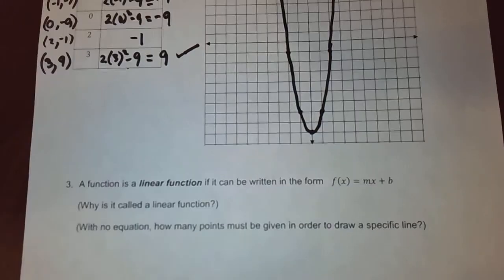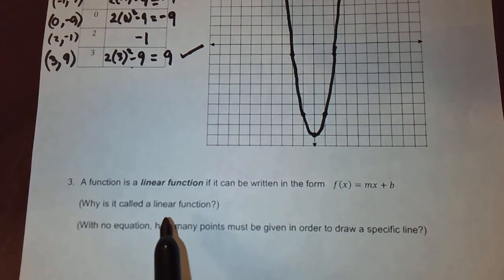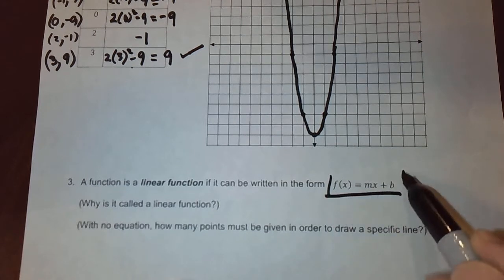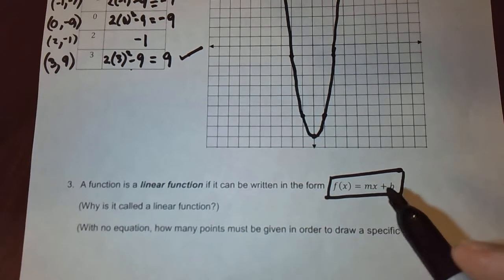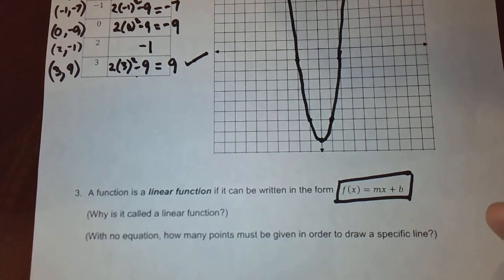Finally, for this short video, a function is a linear function if it can be written in this form. You probably remember that. Y, or f of x, equals mx plus b. Just some questions to think about. Why is it called a linear function? Well, one simple reason is when you graph it, it's going to be a straight line.